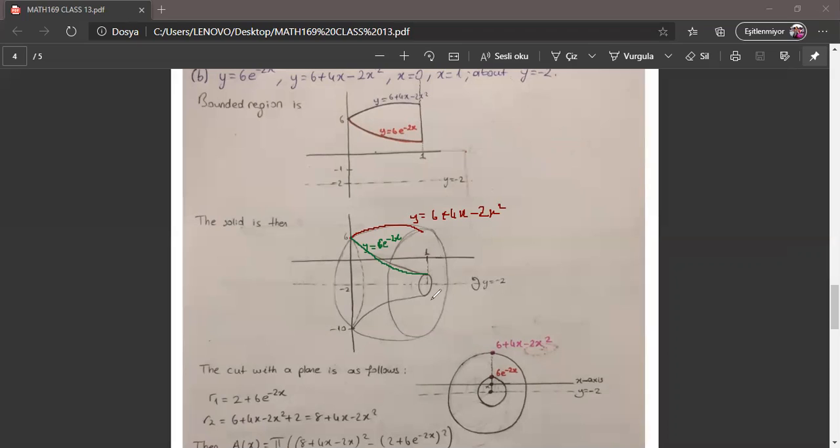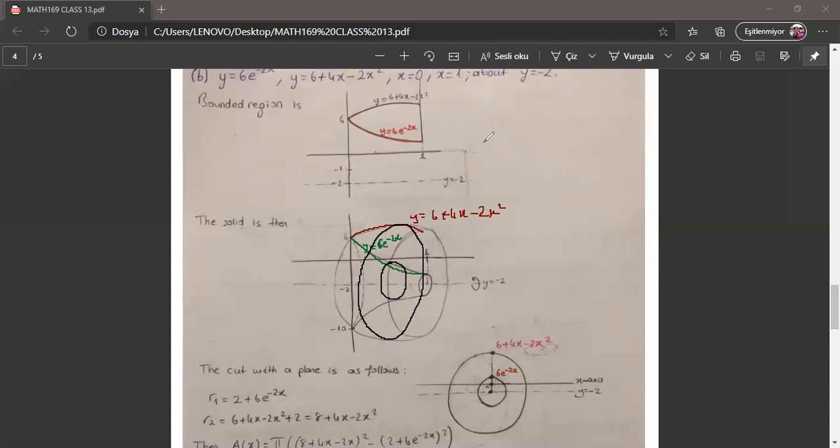Okay. Now, if we rotate it, we will get something like this. Now, we need to cut this by a plane, sorry. So the plane will be something like this, okay? We intersect them. So the cut will look like exactly this. For example, take this one, okay? The cut will look like this.